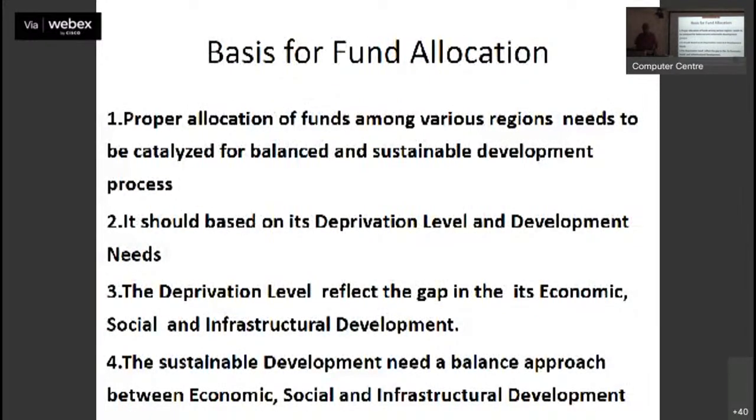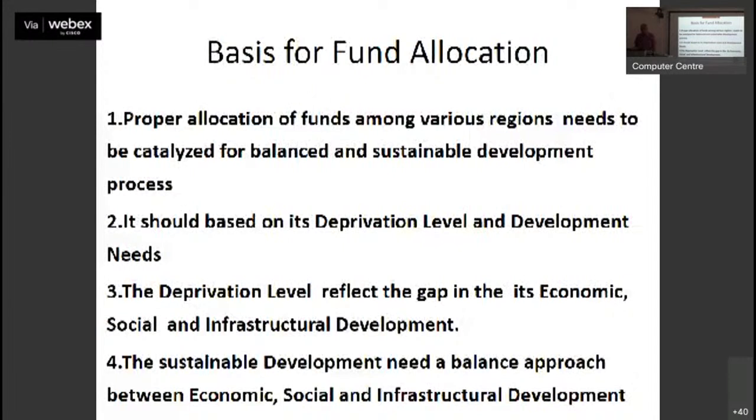अब क्या फंड एलोकेशन का मेथड होना चाहिए. Proper allocation of funds among various regions needs to be catalyzed for balanced and sustainable development process. Target क्या होना चाहिए? Balance. Balance between what? Social, economic and infrastructure. और target क्या होना चाहिए? Sustainability. Then only you will be able to sustain. Otherwise, this high growth rate will collapse within a few years.